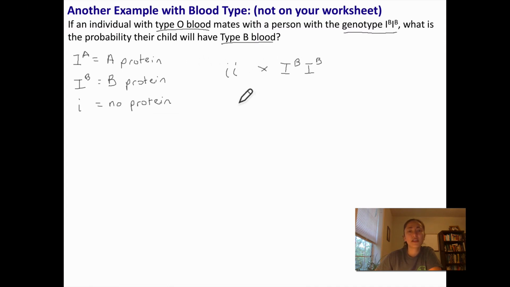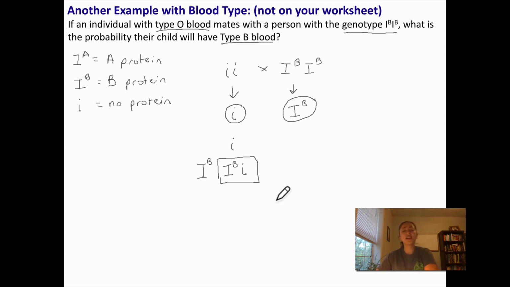Well, let's just figure out. So this individual, what gametes could they make? Well, the only type of gamete they could make is a little i. This individual could only give an IB. It's the only type. Well, let's see what happens if these fertilize each other. Put the one gamete on the top, the other one on the side here. If these two gametes come together, that's what we would get.